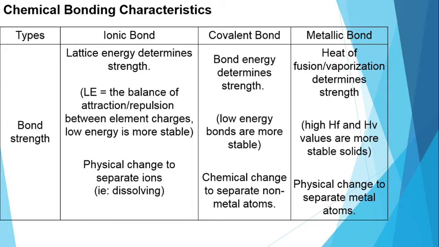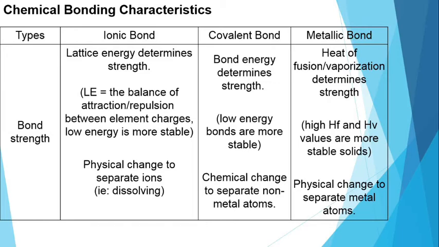So there is a little bit of repulsion happening. So every ionic compound has to find that balance. And here that lower lattice energy means that they're more stable. And we can separate those ions with a physical change. All we got to do is dissolve that ionic substance, and those ions will separate from each other. So you can separate them with a very small amount of energy.